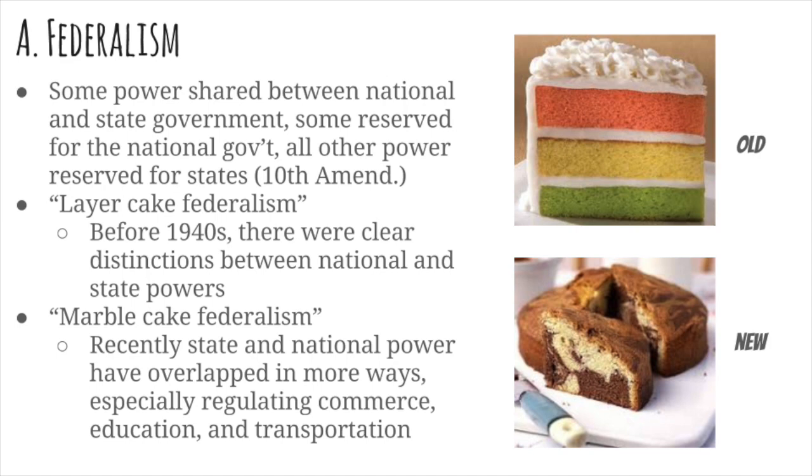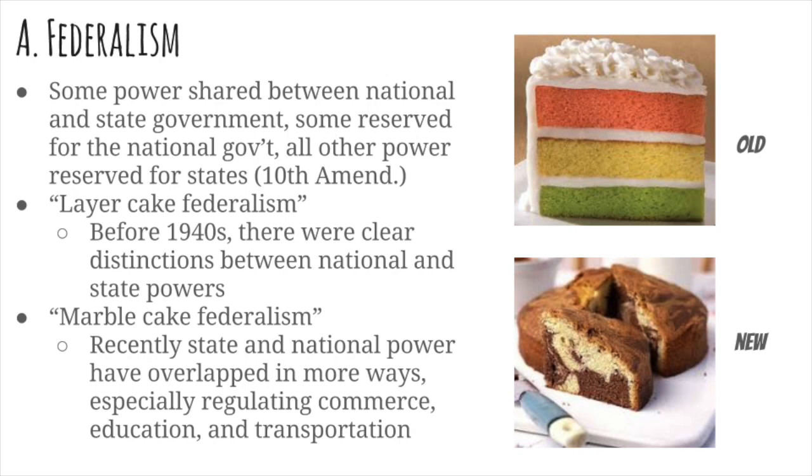The old way of describing federalism was sometimes called layer cake federalism, so there's a picture for you. Under layer cake federalism, there were very clear distinctions between what was a national power and what was a state power. It made it really easy to tell. But since the 1940s, the national government and state power have mixed in together a little bit, particularly in things like education and transportation.